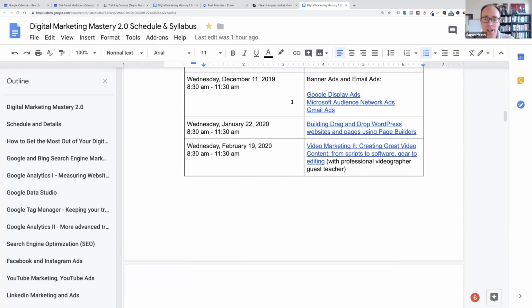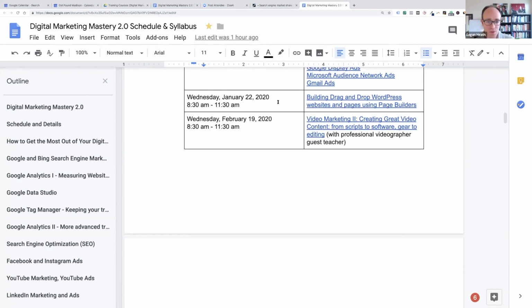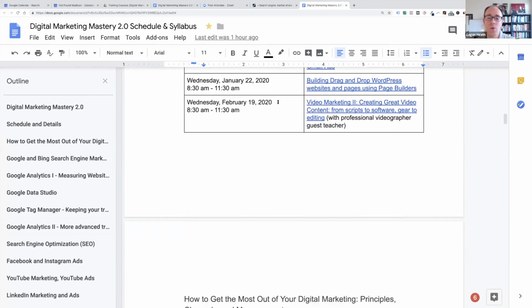Banner ads and email ads. We're going to look at Google Display ads, Microsoft Audience Network ads, and Gmail ads in December. January, drag and drop websites and pages in WordPress using WordPress page builders. A lot of people have opted for Wix, Squarespace, or other platforms.